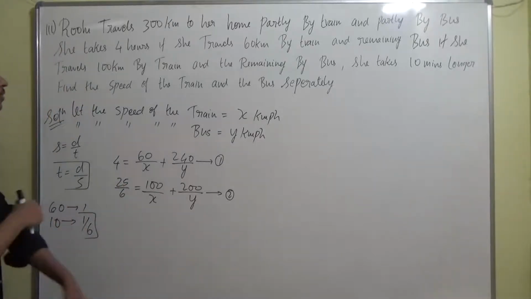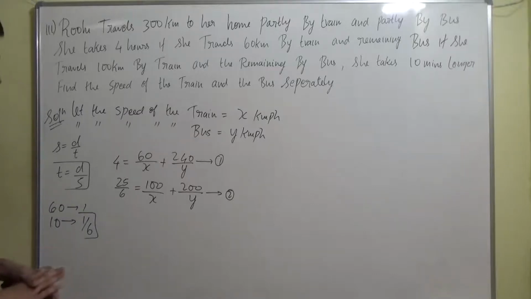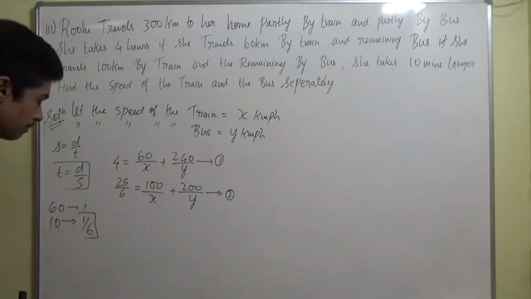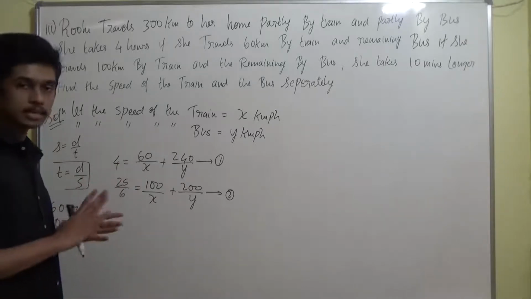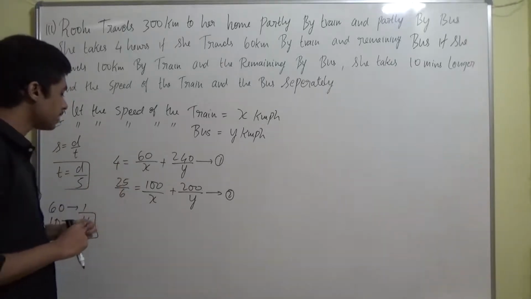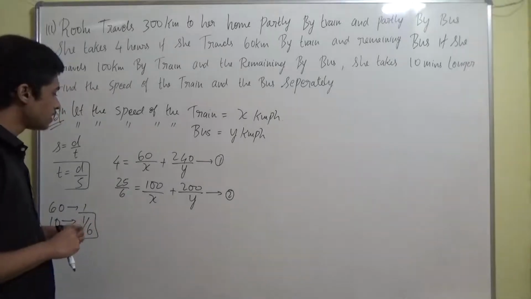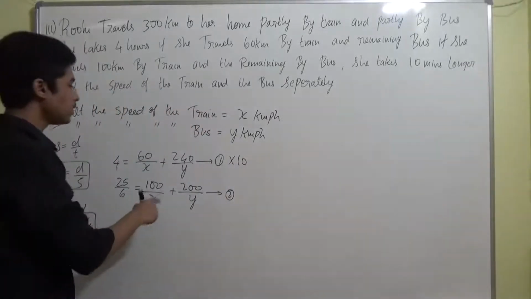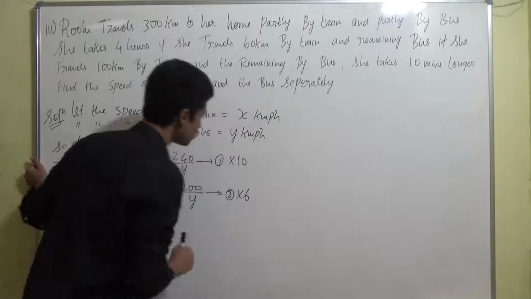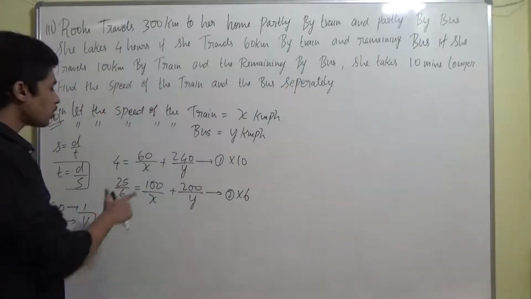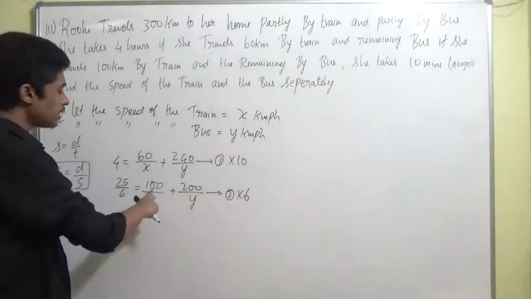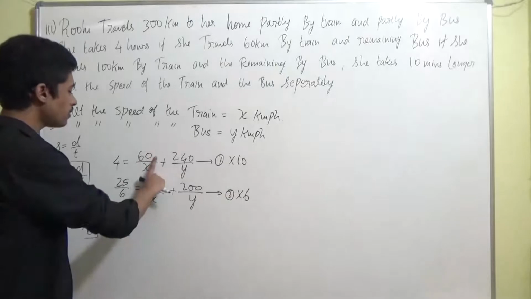Right. Now what will I do? Now we'll go by the elimination method itself. For the elimination method, either the y term or the x term should be exactly the same. So I'll make the x term exactly the same. To do that, I have to multiply equation 1 by 10 and equation 2 by 6. When I do this, what happens, guys? 60 will become 600, and 100 into 6 will also become 600. So both will be 600 by x.